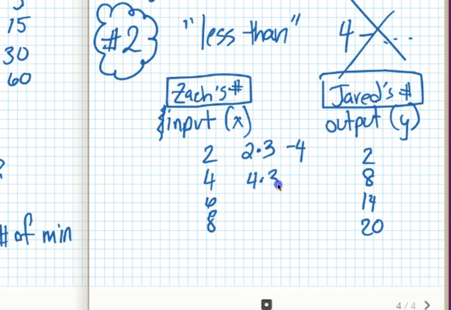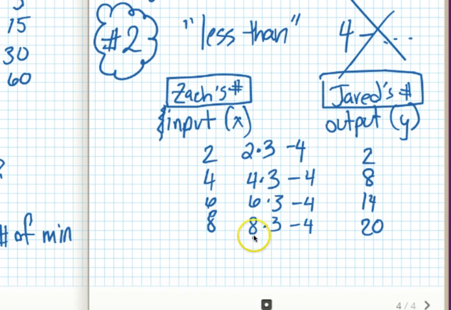So with the next one, let's say Zach has 4 trophies. 4 times 3 is 12, minus 4 is 8. 6 times 3 is 18, minus 4 is 14. Or if Zach has 8 trophies, 8 times 3 is 24, minus 4, and that gives us 20. So these are the calculations we are applying.